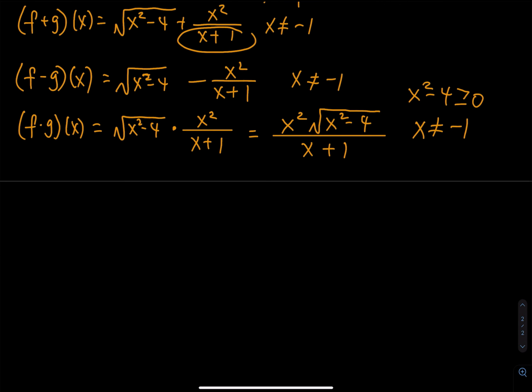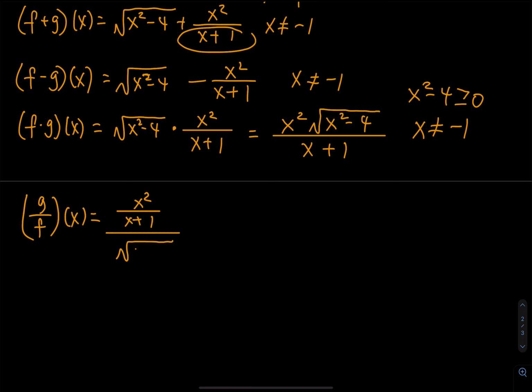Okay, the next one is I want to do g divided by f, because you can try f divided by g. So you have x squared divided by x plus 1, and then divided by the square root of x squared minus 4. So you definitely push the x plus 1 to the denominator. So you have x squared divided by x plus 1 in parentheses, and then you multiply by the square root of x squared minus 4.